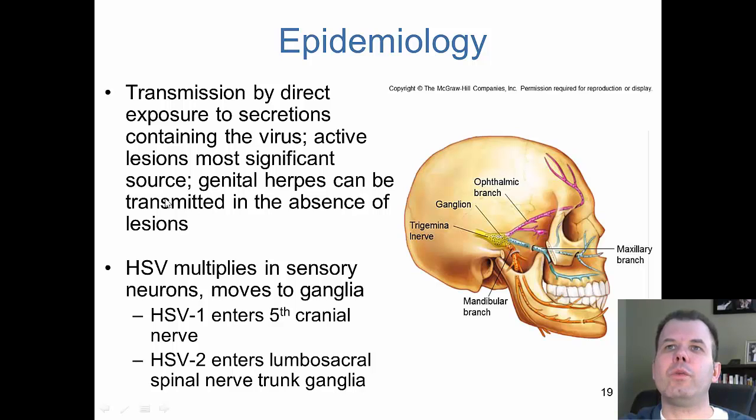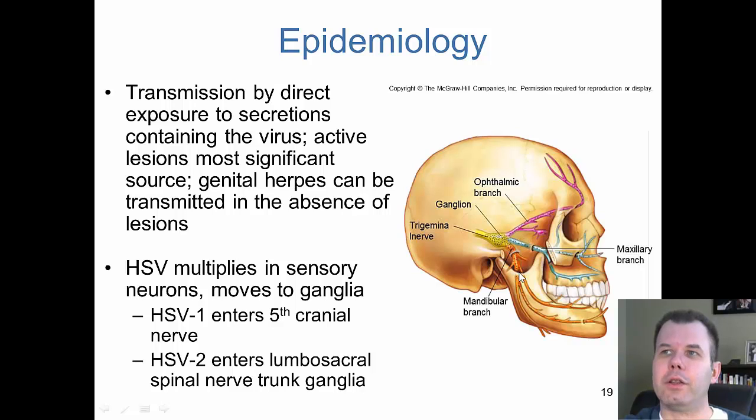All right, so again, when we look at transmission by direct exposure to secretions containing the virus, and again, active lesions are the most significant source, and so anyone that has a cold sore or anything else, you're going to be at more risk than when someone doesn't have it. And again, typically where the virus sits is in the trigeminal nerve in here. In the trigeminal nerve, it sits in the back and it contains the 3 cranial nerves. And so that's why herpes can go to anywhere in the face, basically.